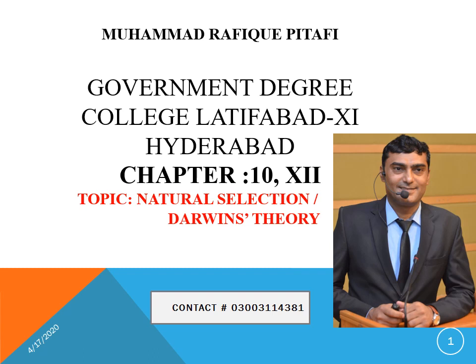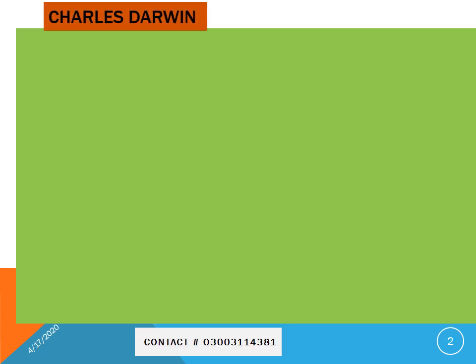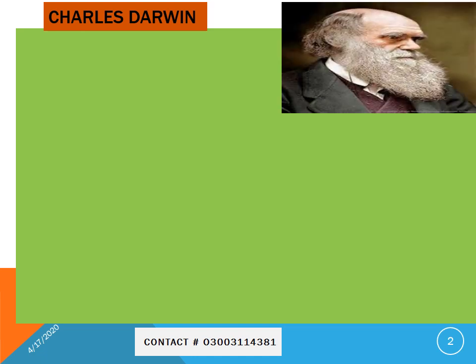Today my topic is from Inter, chapter number 10, Natural Selection, or we can say the Darwin theory, also known as survival of the fittest. First we are going to go through the history of Charles Darwin. You can see the photo of Charles Darwin.